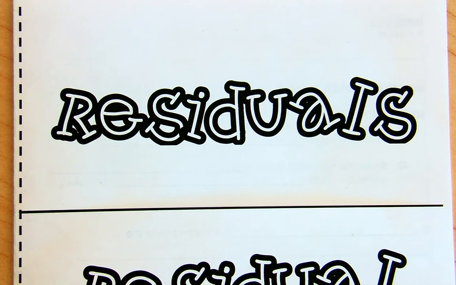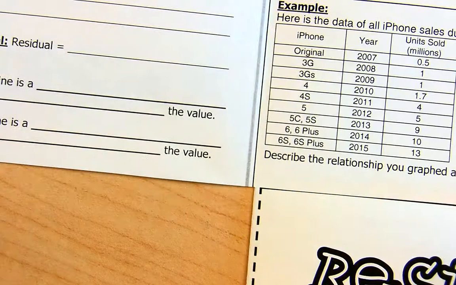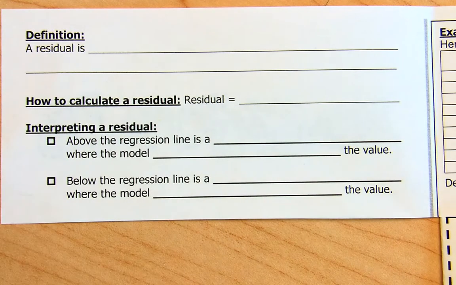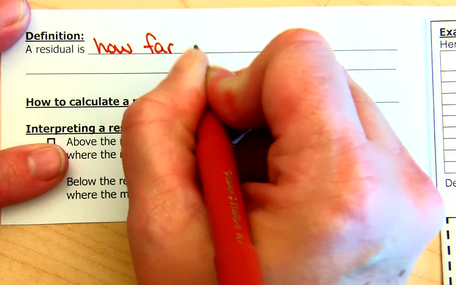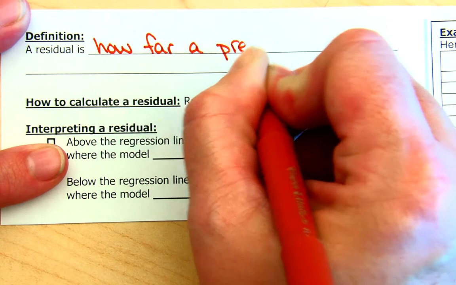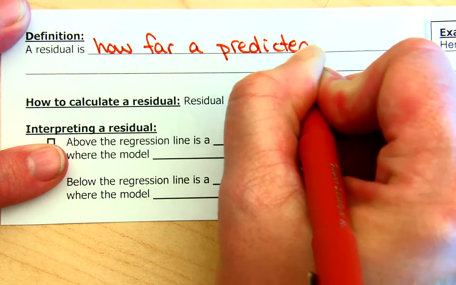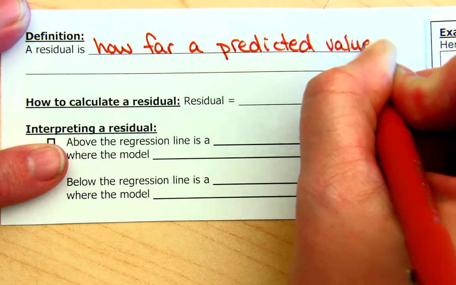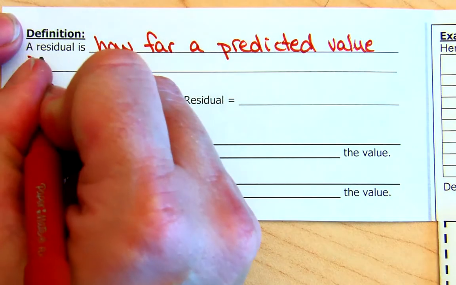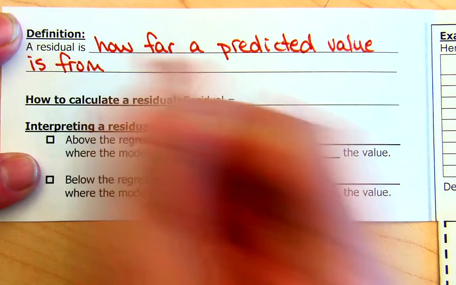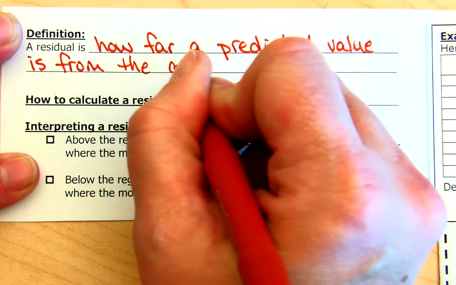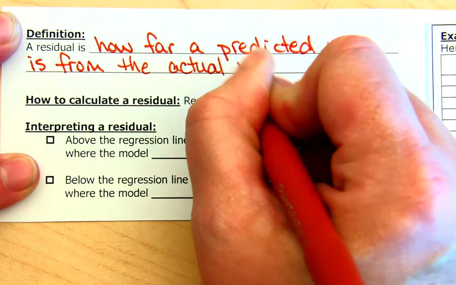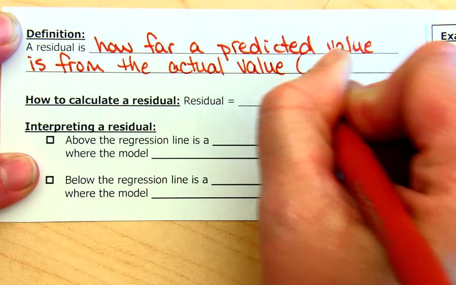So these are things that you should kind of already know. We're going to go back over some of this, but some of this is review, some of it is new. So a residual is how far a predicted value is from the actual value, the data.